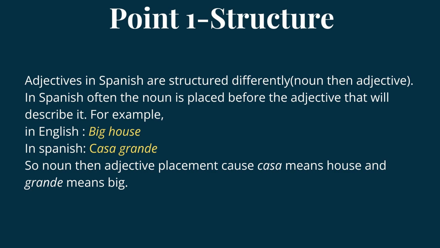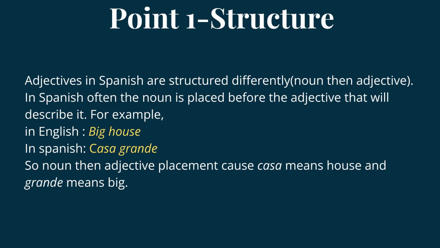Okay, so the first point in regards to descriptive adjectives is that adjectives in Spanish are structured differently from English in regards to where we place the noun and the adjective. So in English, we usually say phrases like the big house or the intelligent girl. Notice that the adjective is before the word it modifies, the noun. So the word big is the adjective, the word house is a noun. So we're trying to describe that it's not just a house, it is a big house.